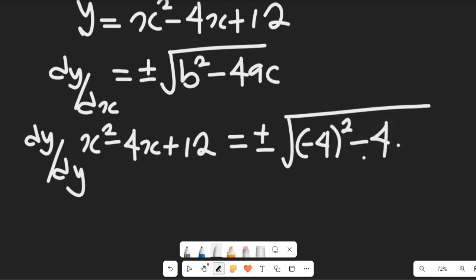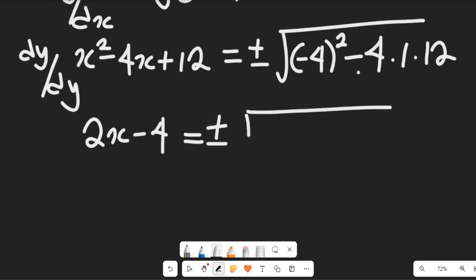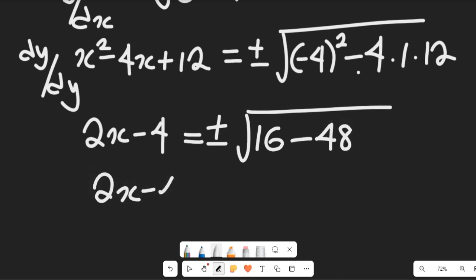Multiplied by 4 multiplied by 1 multiplied by 12, right? And if I find the differentiation of this, it is going to give me 2x minus 4, and that will be equal to plus or minus the square root of, this is going to give me 16, right? Minus 4 times 12, which is 48. So I will have 2x minus 4 equal to plus or minus the square root of 16 minus 48, which is going to give me -32.